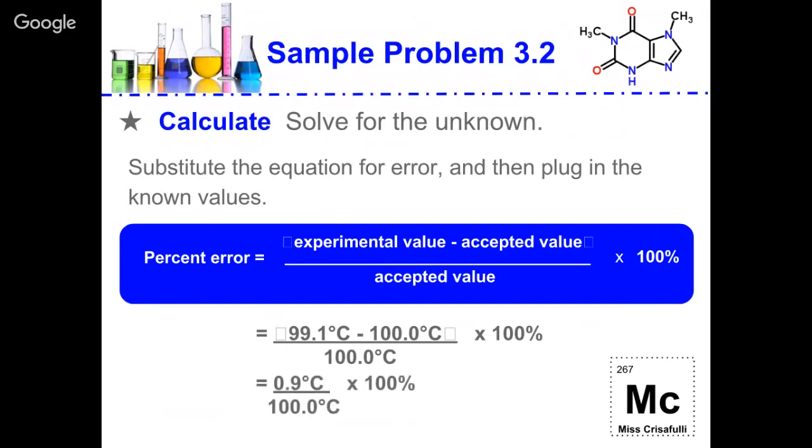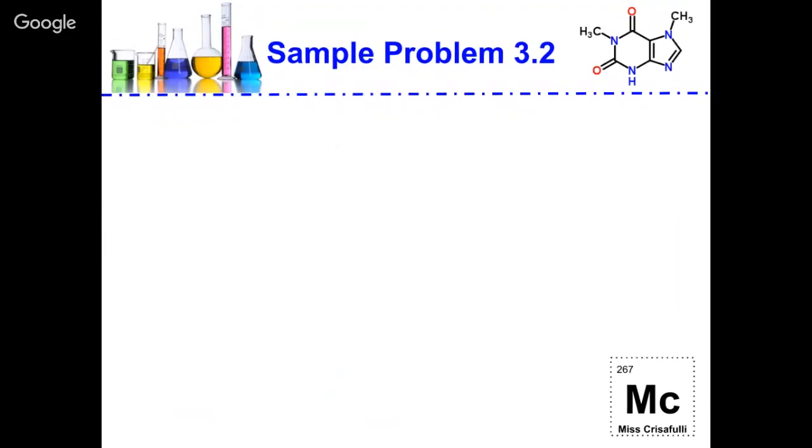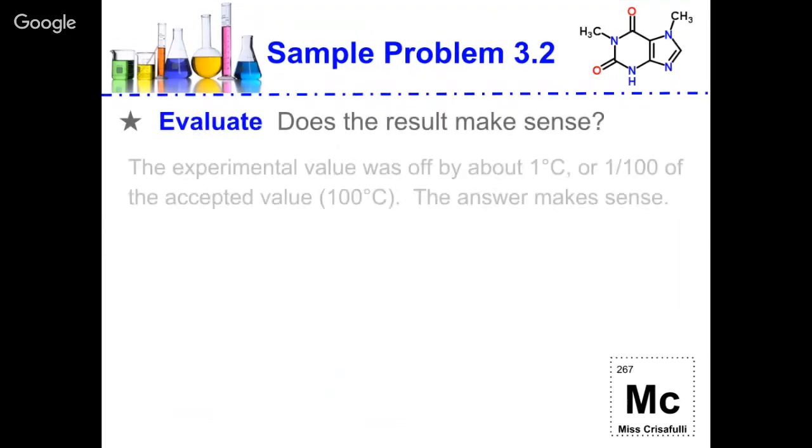When we do this, we do the subtraction on the top and we end up with 0.9 degrees Celsius, and we're going to divide it by 100 degrees Celsius. Celsius cancels because if the unit is in the numerator and the denominator of an equation, it can cancel. So our final answer will be 0.9%. Now let's evaluate. Does this make sense? The experimental value was off by about 1/100th of the accepted value. So the answer does make sense because 0.9 is about 1.